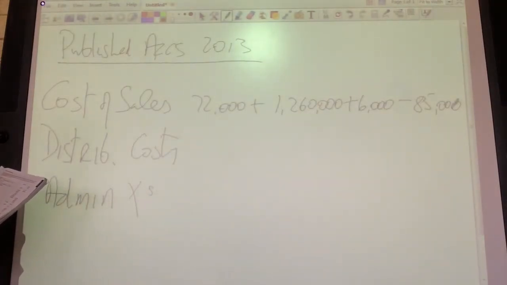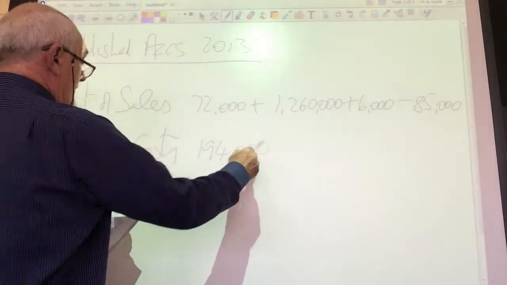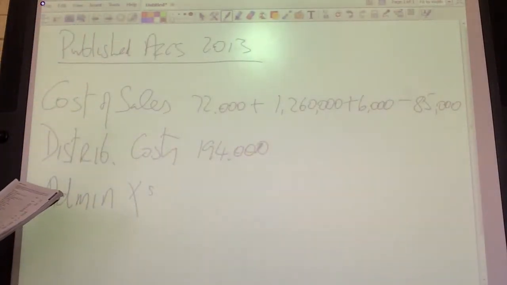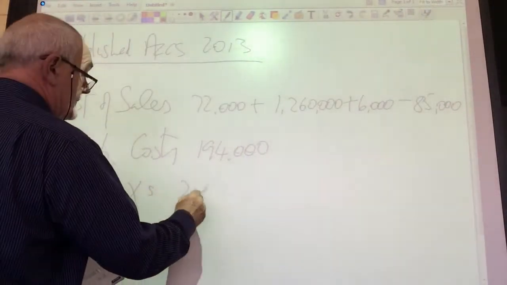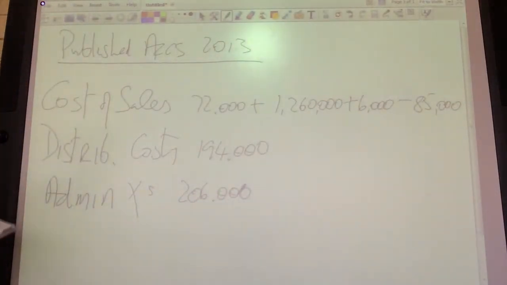The distribution costs are in the trial balance at 194,000, and the admin expenses are entered in there at 206,000. Now remember, what we're doing is that anything that looks like a selling and distribution expense will be put in there, and everything else other than interest will be put in as admin.